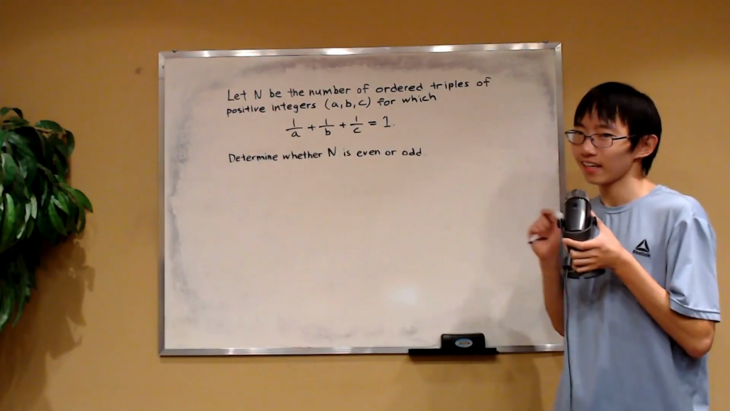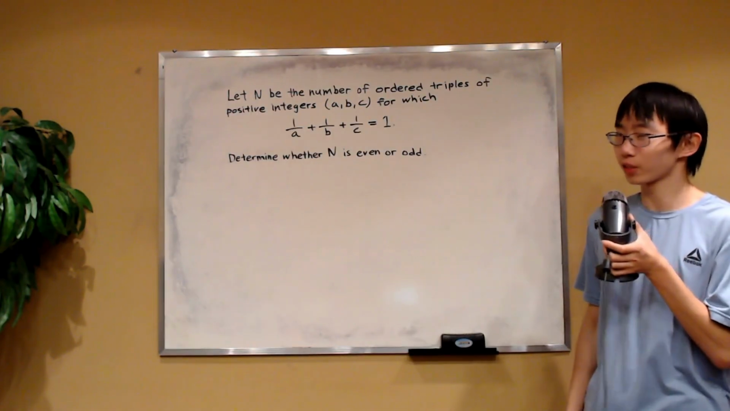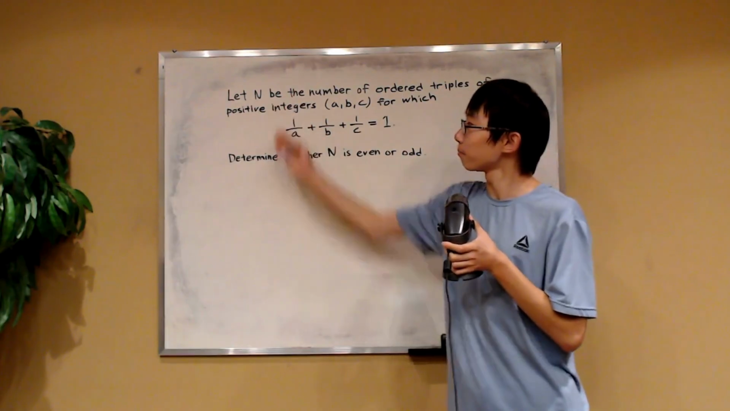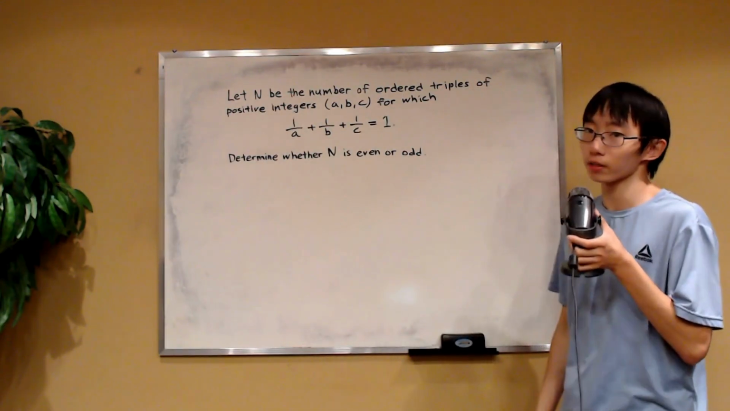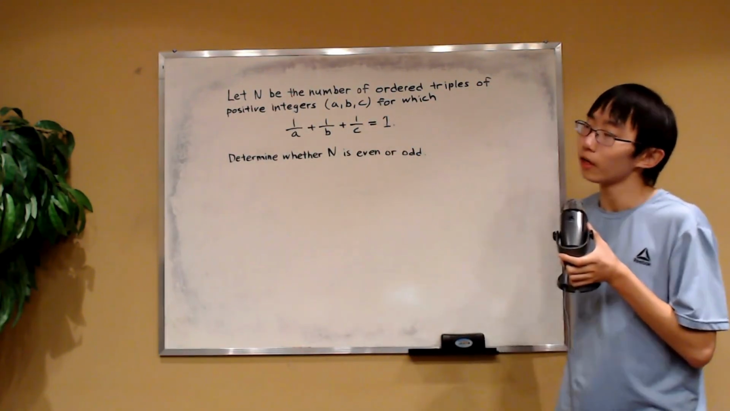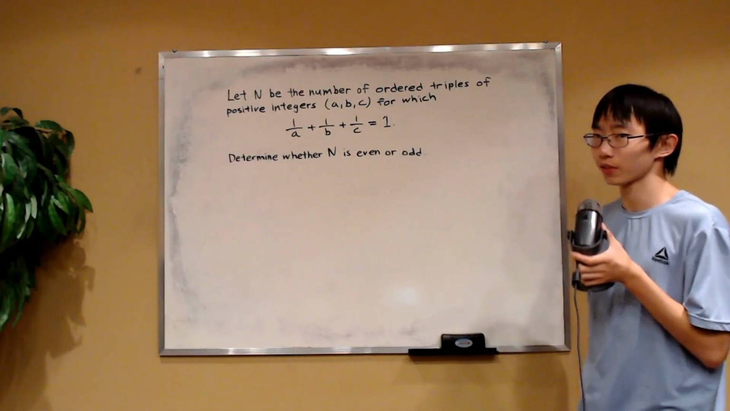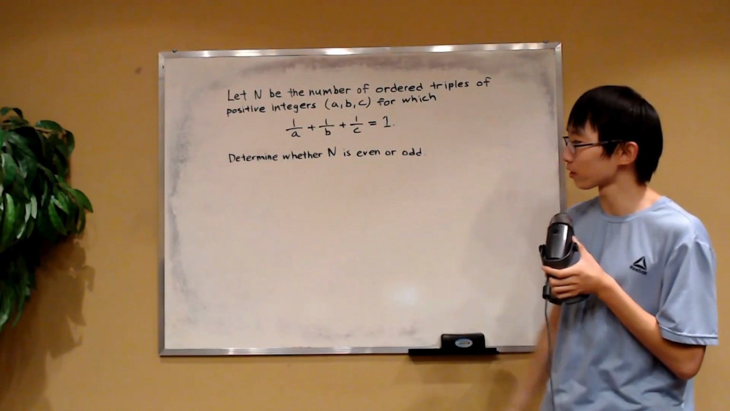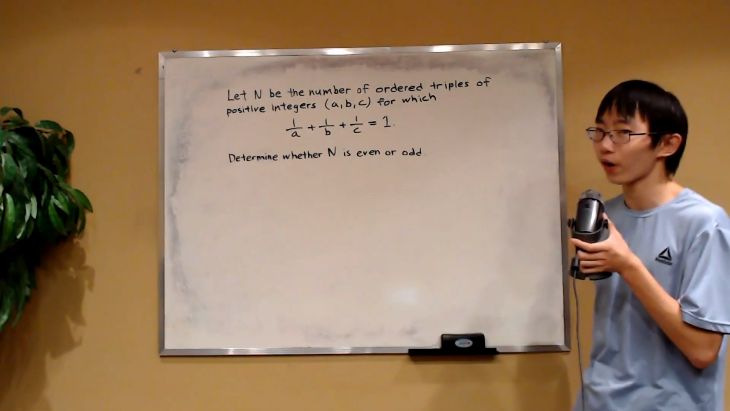But I'm back, and I have a pretty interesting problem to share. We're going to let n be the number of ordered triples of positive integers, a, b, c, for which this equation holds. Now, you want to determine whether n is even or odd.